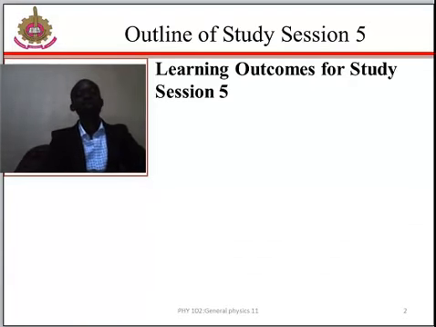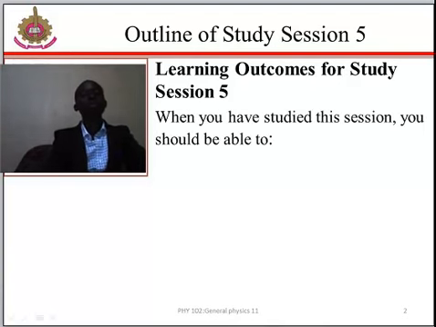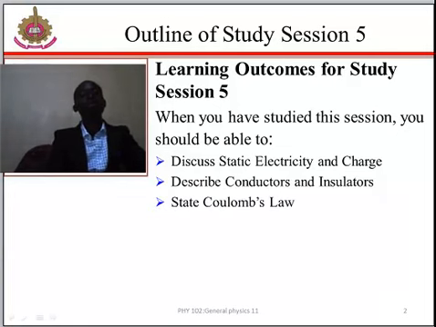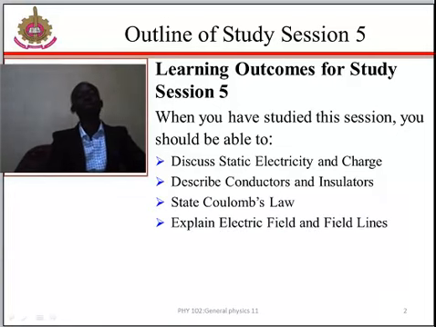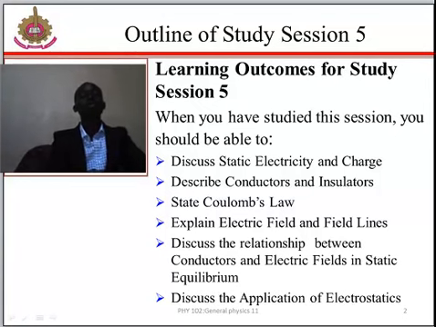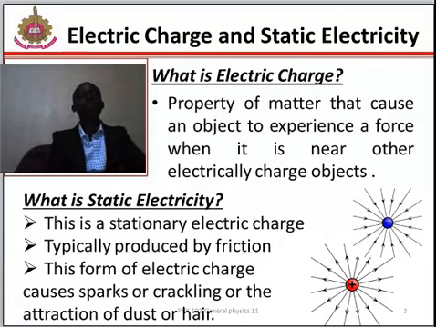The learning outcome for this study session: when you have studied this session, you should be able to discuss static electricity and charge, describe conductors and insulators, state Coulomb's law, explain electric field and field lines, discuss the relationship between conductors and electric field in static equilibrium, and at the end you should be able to discuss application of electrostatics.